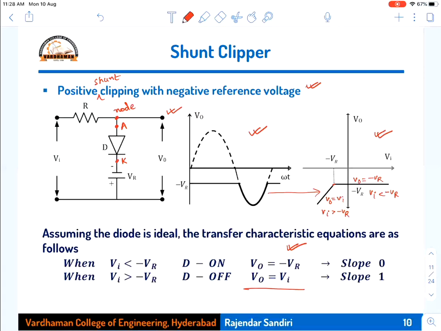This equation is in case of ideal. Can you write a similar equation if the diode is practical? V naught is equal to minus VR is ideal. What will be the equation if it is practical? Just in chat box, you can write down what is V naught if it is practical. Diode is practical. What is V naught? Can you write it in the chat box with all these understandings?